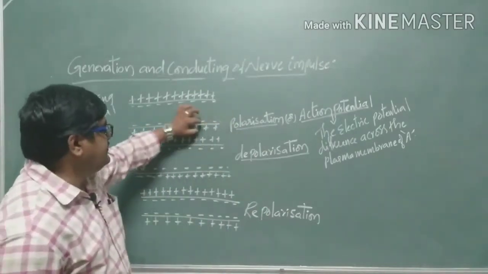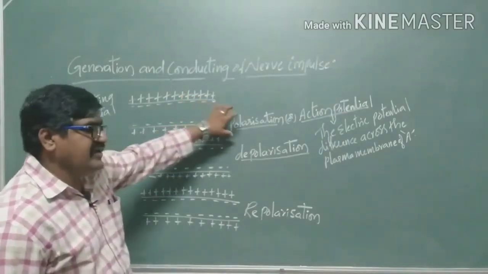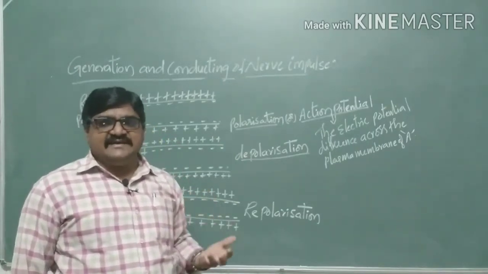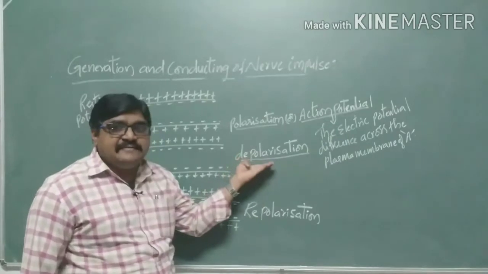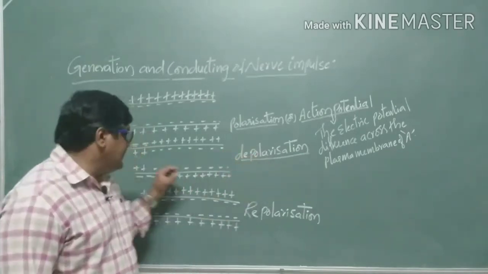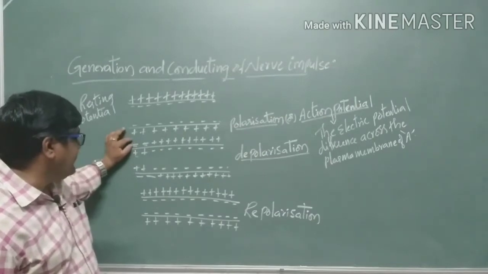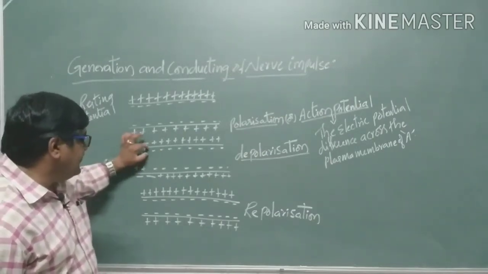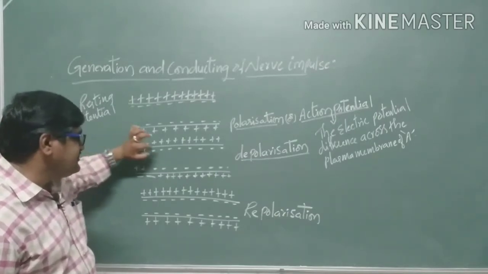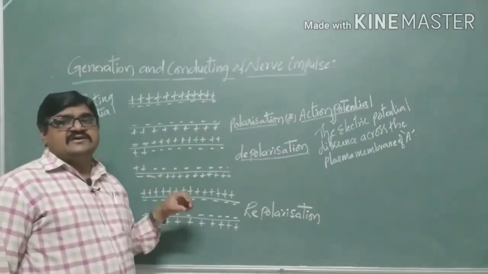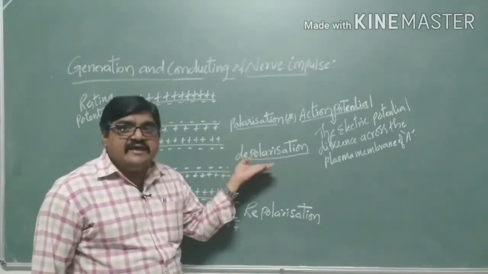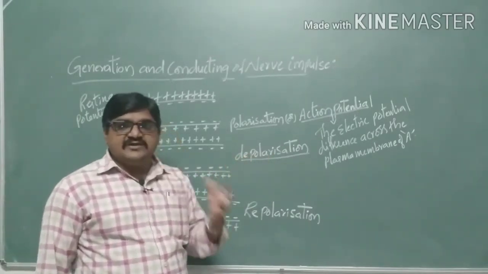Polarization means having positively charged ions outside and negatively charged ions inside. When the neurons are excited, depolarization takes place, so that the negatively charged ions move outside and the positively charged ions move inside. Across the axonal membrane, this condition is called depolarization.